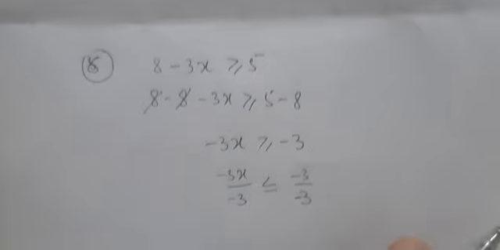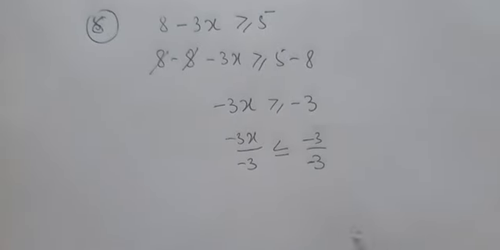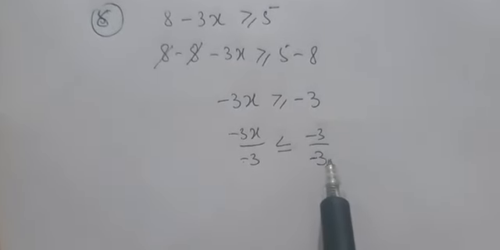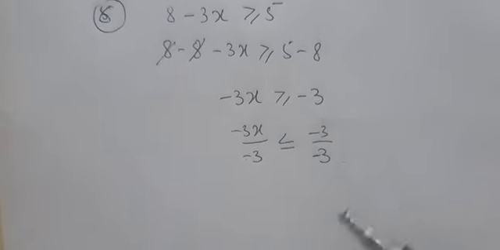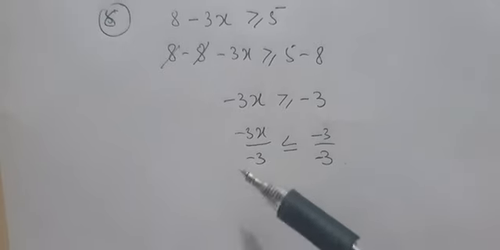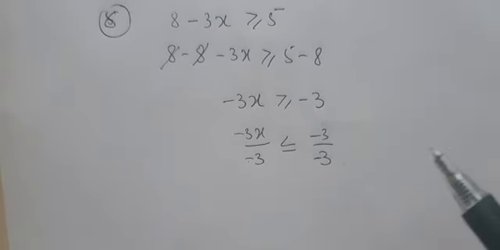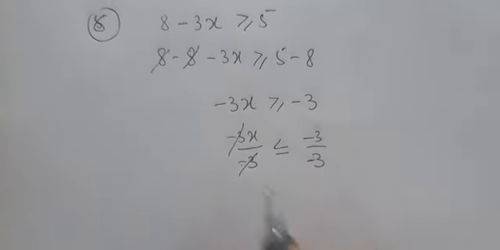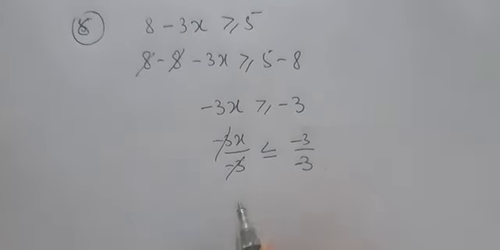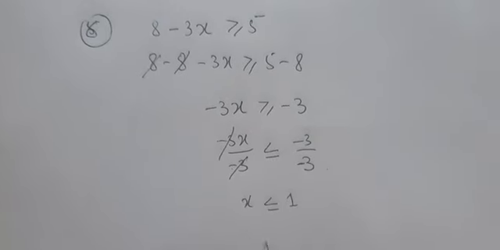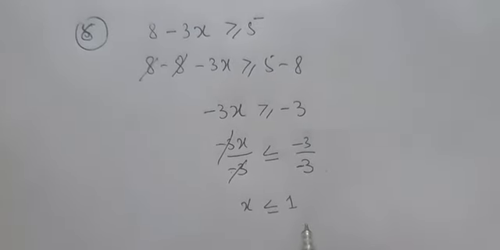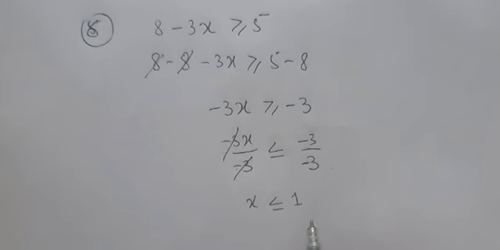So here we will use less than or equal to, due to this negative sign by which we are multiplying on both sides, or you can say that we are dividing by the negative number on both sides. So from here it will be cancelled out and we will be left with x less than or equal to 1. So this is the solution of the above inequality 5.